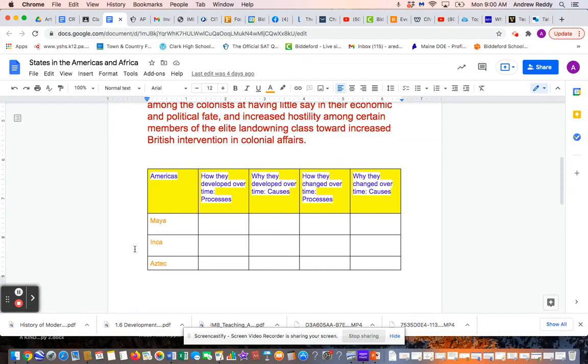So in the Americas, you have three specific areas to take into consideration, or three specific empires: the Mayan, the Incan, and the Aztec. And then again, you're thinking about how they developed over time and why they developed over time. Think of the processes of how and the causes as to why. And this is the development. Think about the beginning. And then once they establish themselves as a permanent or semi-permanent empire, think about how things changed. What were the processes behind how these empires changed, and why did they change over time?